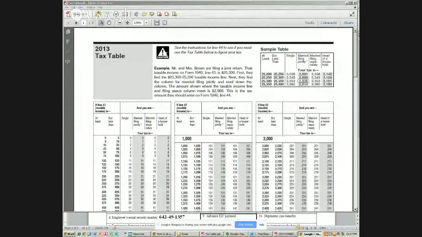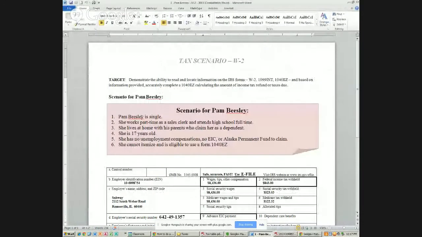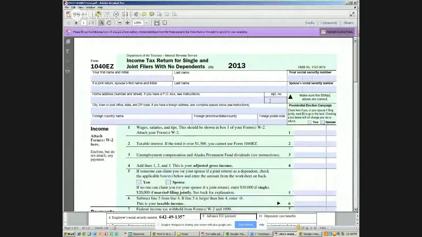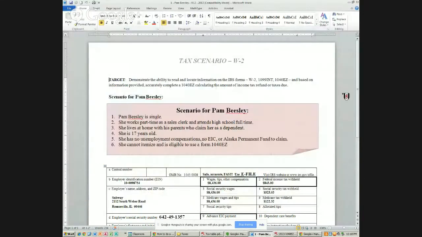You should have your tax table open, and you should have this open, your W-2 for Pam Beasley, and in front of you, you should have a 1040EZ. Am I correct? Alright, now, all of these are going to be as if they are someone in your situation. So right now, I want you guys to look at this document. Pam Beasley. Alright, she is single. What do you know? Nobody in here is married. So it's just like you.